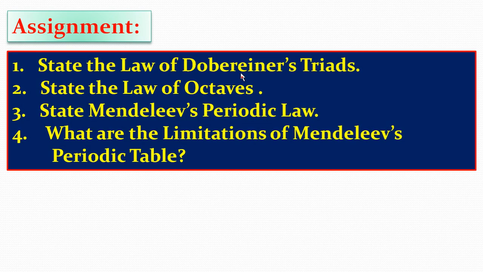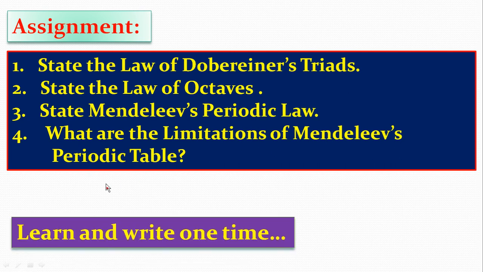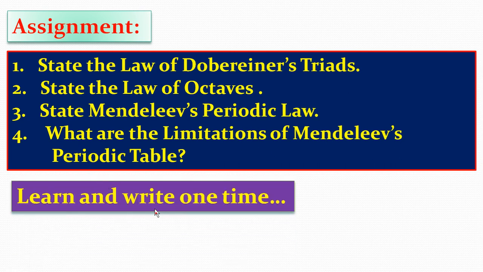Now come to the assignment. The first one: state the law of Dobereiner's triads, state the law of octaves, state Mendeleev's periodic law, what are the limitations of the Mendeleev periodic table. These questions you have to learn and write one time.